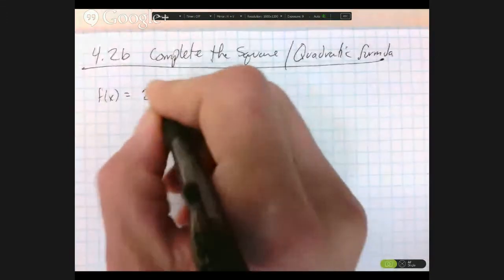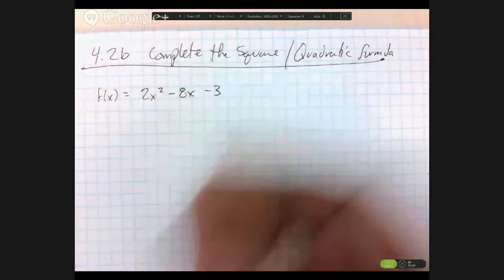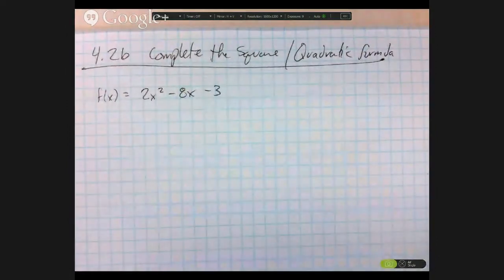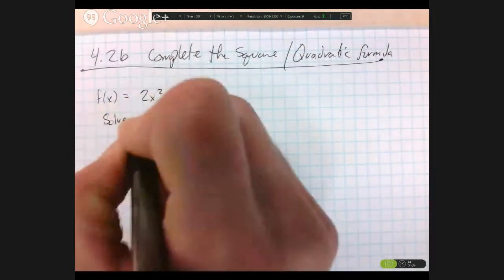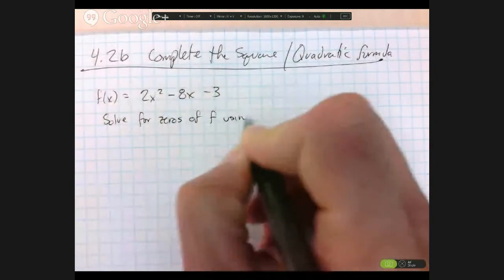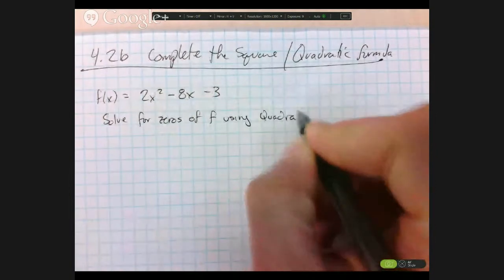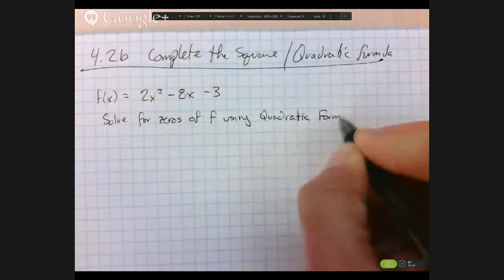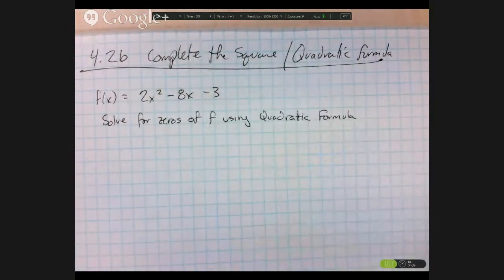I'm just going to make up one and hope it works. Okay, we're going to solve for the zeros of f using the quadratic formula. We're going to do both today. I'm just giving you a quick bam into the quadratic formula to remind you what it is. And then we're going to spend a majority of our day on completing the square.